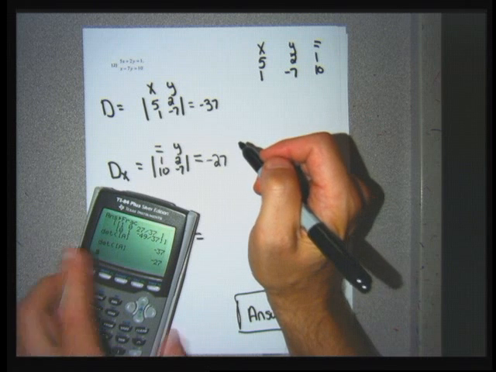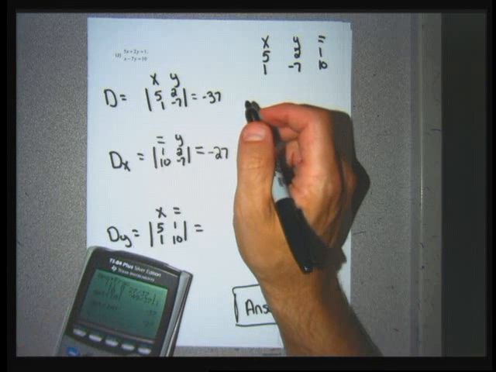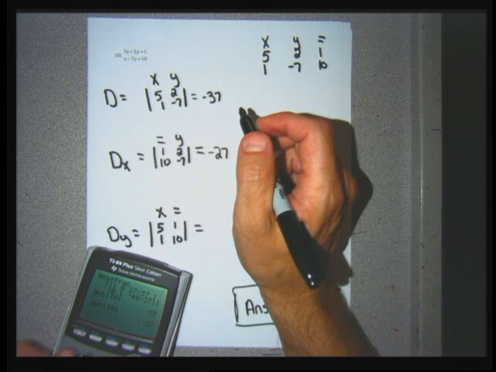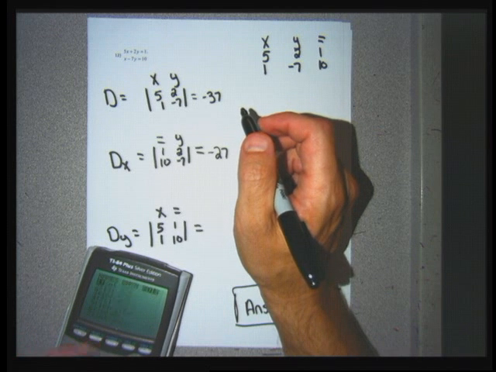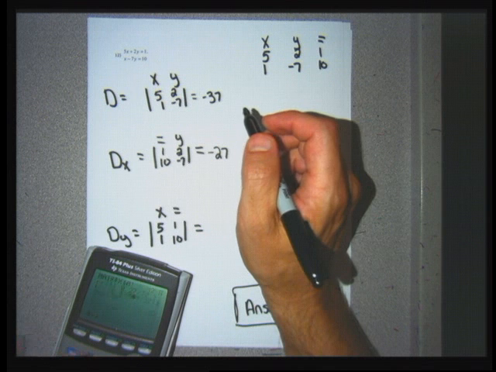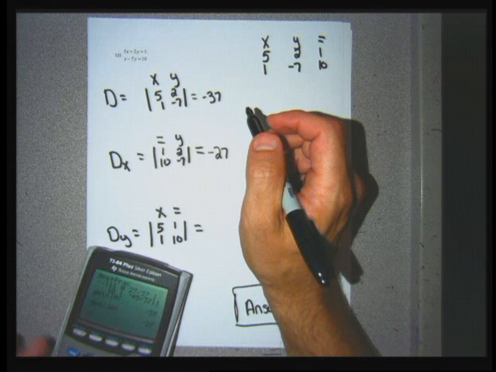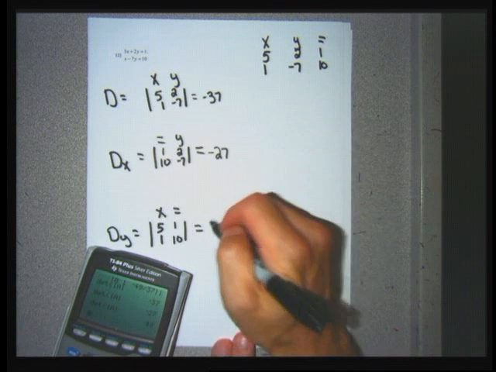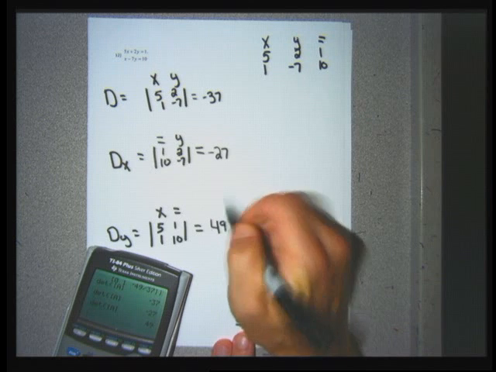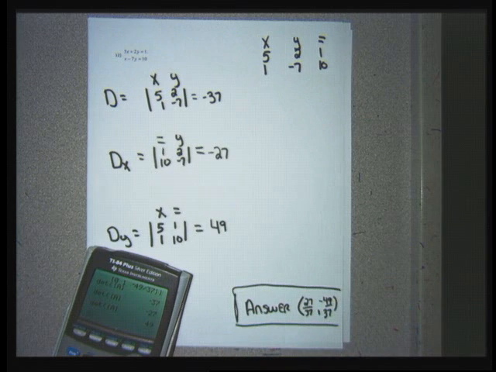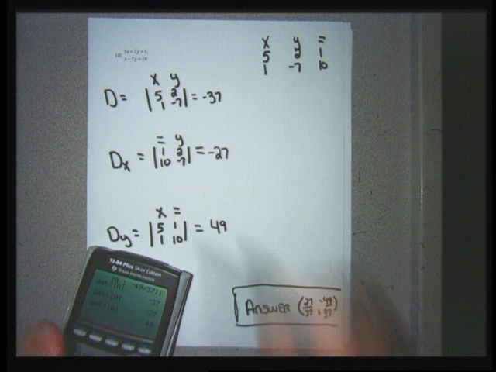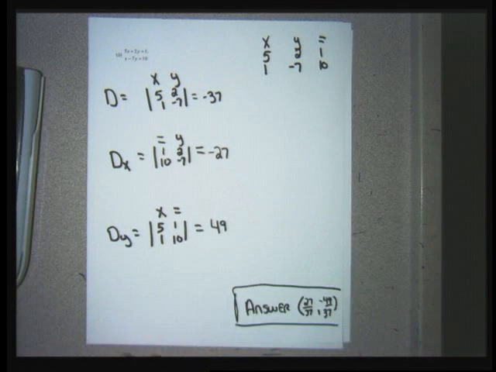And the third determinant I need to find is from that 5, 1, 1, 10. So I'm going to enter that matrix, second matrix, edit. It's a 2 by 2 matrix. I type 5, 1, 1, and 10. Second and quit. Second and enter again, and I get 49. So I've set up my 3 determinants. I already know what my answer is, and I calculated the determinants. Now I'm going to get my answer.